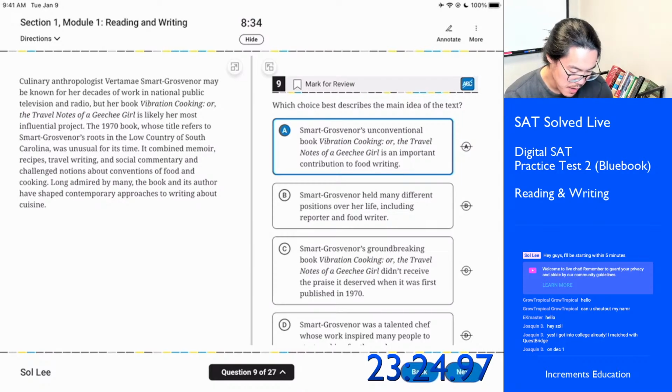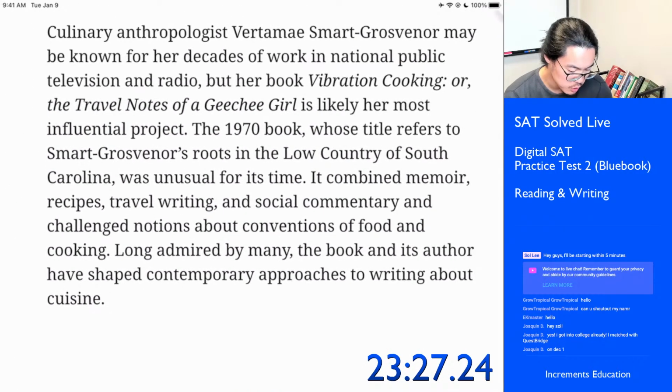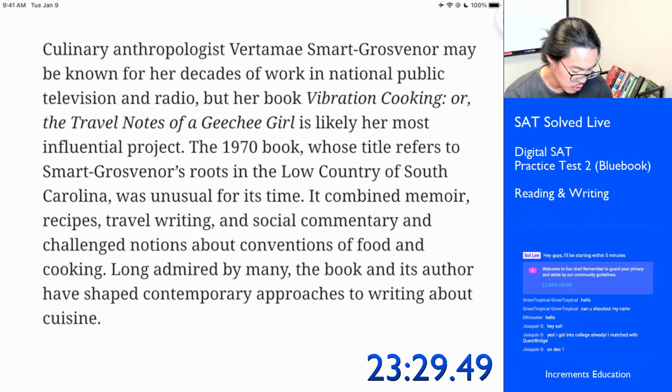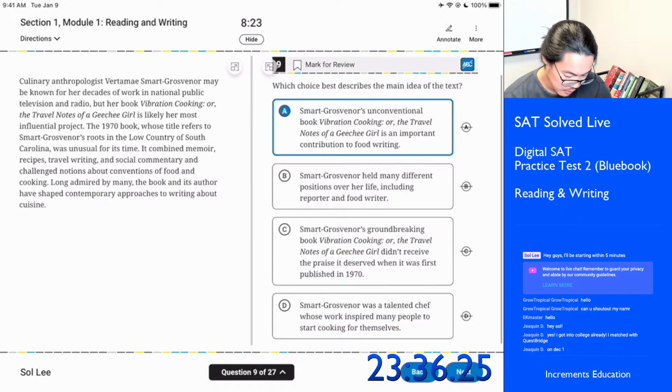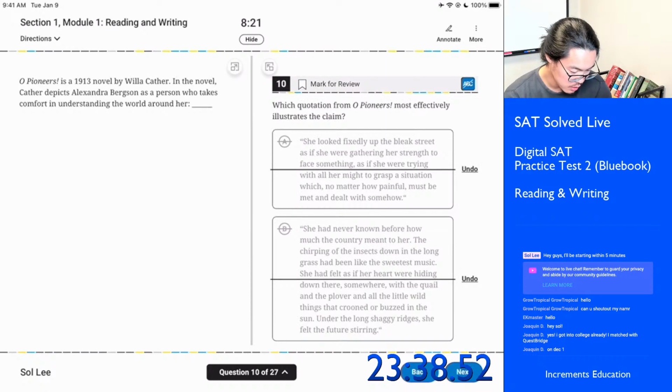Vibration cooking is the main idea of the text, an important contribution to food writing. Right. Her most influential project combined memoirs. It has shaped contemporary approaches to writing about the cuisine. That is A. That's the main idea. I'm going to move on.